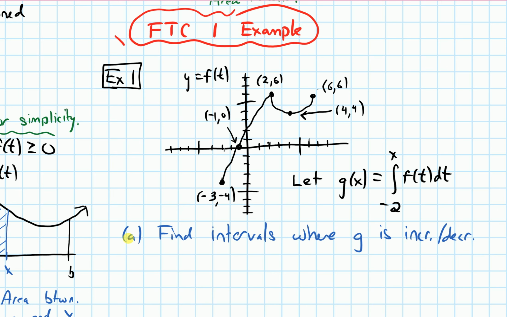So in part A of this example, it asks us to find the intervals where the function g is increasing and decreasing. Okay, so one of the keys to be able to answer this is, we can figure out when a function is increasing and decreasing by looking at its derivative. So I'm going to need to know what the derivative of this area function is. And that's where FTC part 1 comes into play.